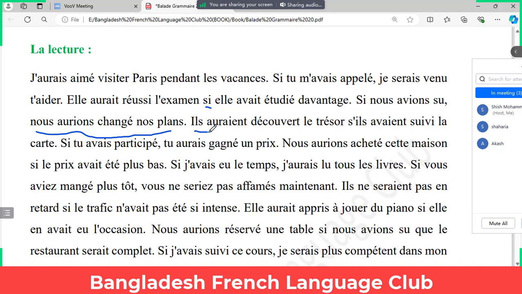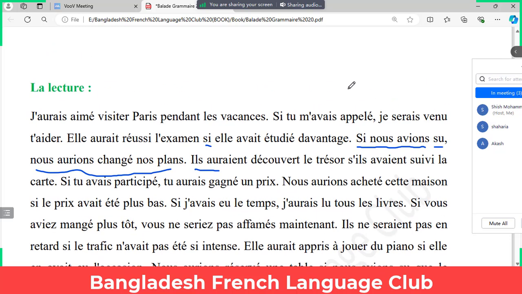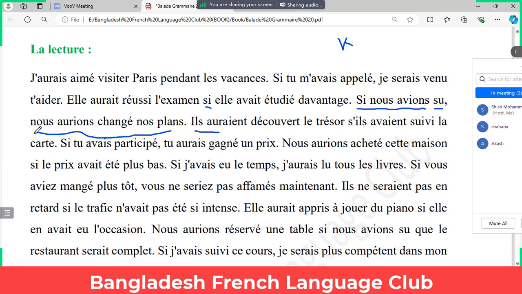This one. If we had, avions means had. Su comes from savoir, means to know. If we had known, nous aurions changé, we would have changed. Nos means our, plans means plans. We would have changed our plans. So if we had known, we would have changed our plans. Right. Next one.